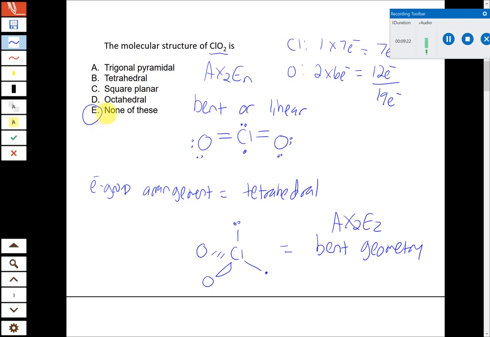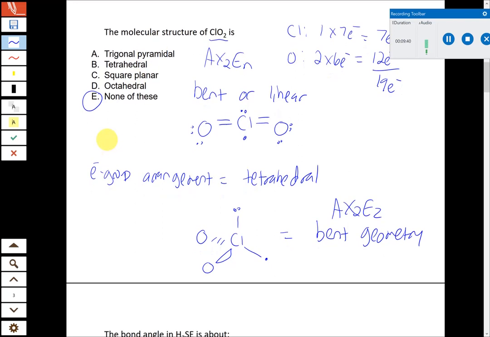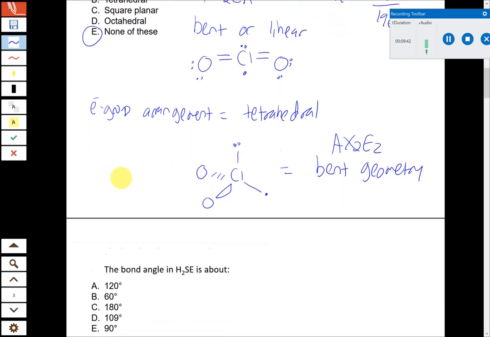So sometimes on these problems, it is helpful to think ahead a little bit and look for patterns, look for logical choices. And if you have a structure that only has 3 atoms in it, it has to be bent or linear. We're talking about molecular structure, not electron group arrangement, and none of those are there, so you can just choose none of the above. And again, I realize there's always a hesitation to choose none of the above, but that is the correct answer here.